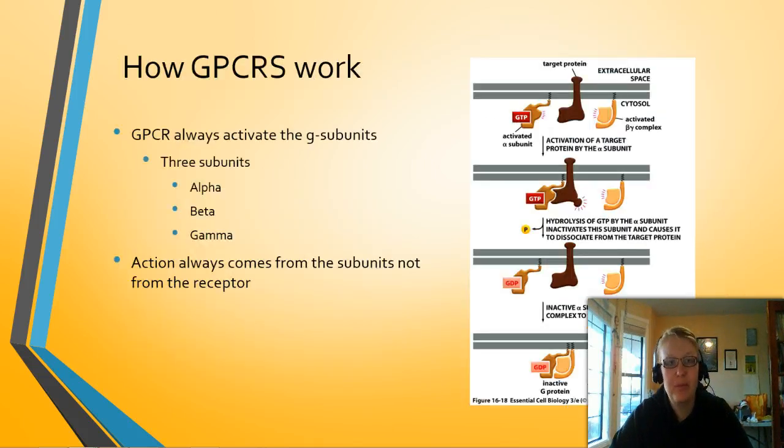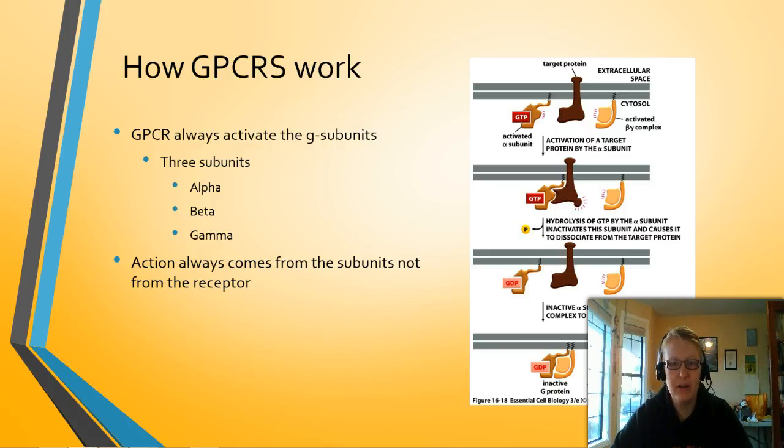So let's look at an example of how these work. Just like I talked about, the GPCRs are always going to activate the G subunits. Once again, we have 3 subunits: alpha, beta, and gamma. And remember, beta and gamma are always a partner. These actions are always going to come from the subunits and not the receptor. All that green receptor we just talked about does is pass along the signal. It just begins a signal transduction pathway.